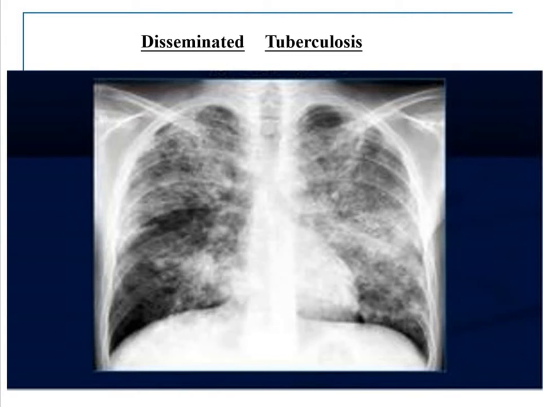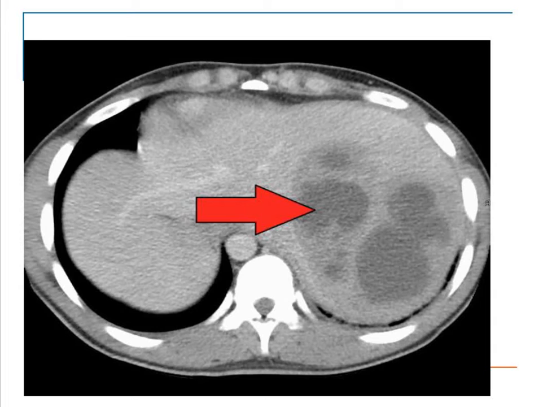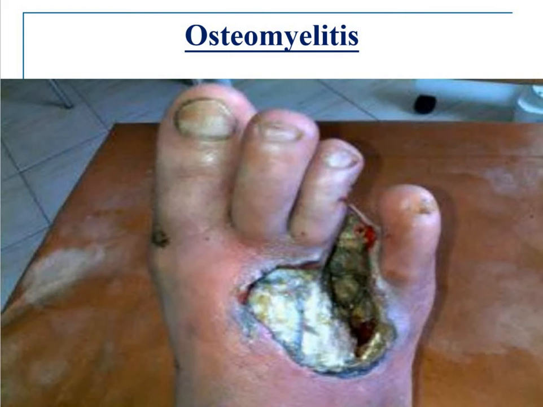On this slide, you can find an X-ray of a patient with disseminated tuberculosis of both lungs. On these and the next pictures, it's a CT scan of a patient with abscesses of the abdominal cavity, and osteomyelitis.